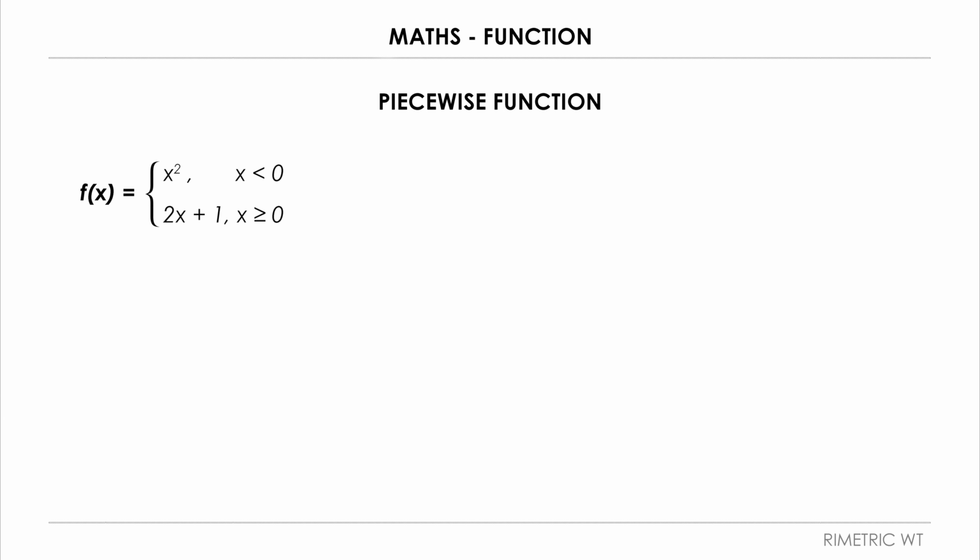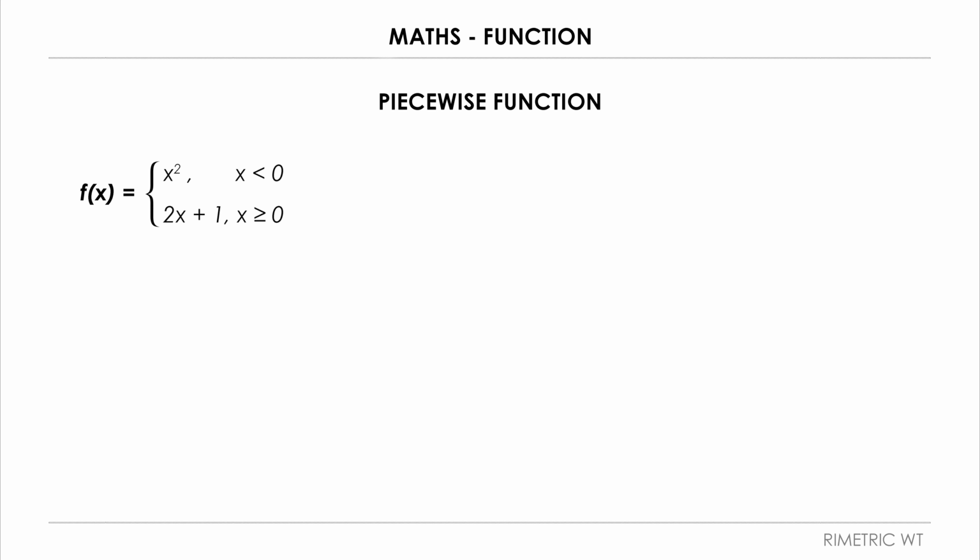A piecewise function is usually written with a large curly bracket, where each mathematical expression is paired with a specific condition. You can think of these as a set of directions. You only follow a rule if your input, x, satisfies the condition written beside it. For example, here we have f of x equals x squared whenever x is less than 0, and 2x plus 1 if x is greater than or equal to 0.